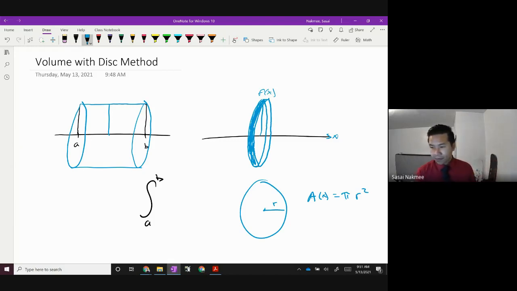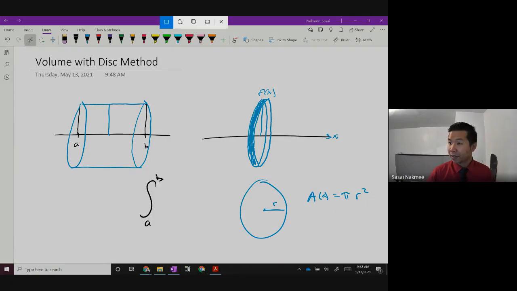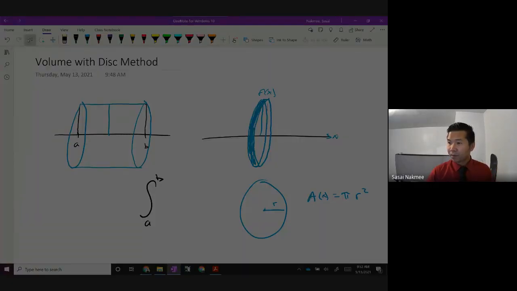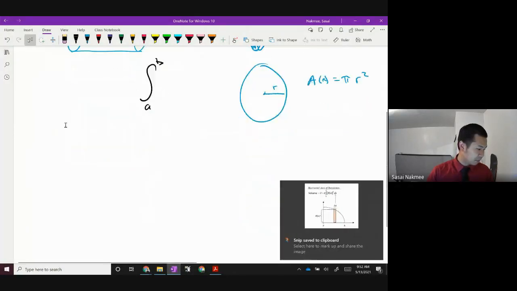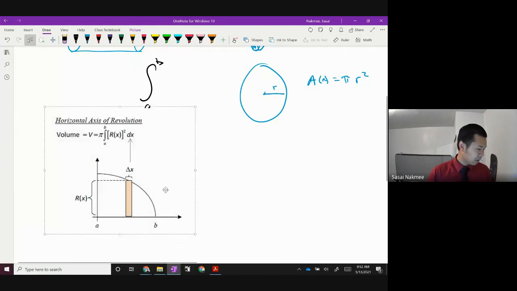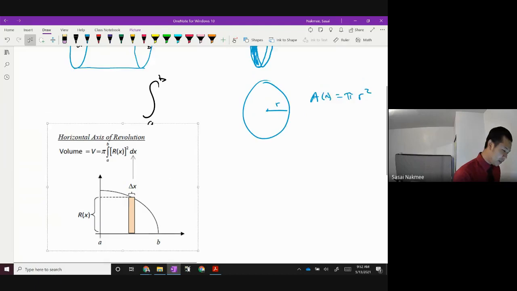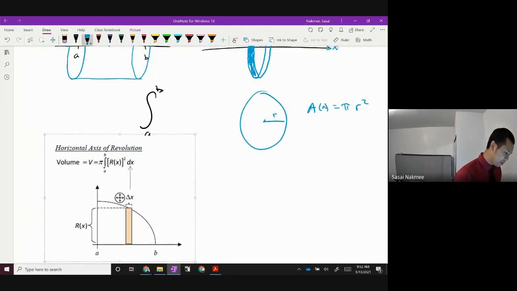Okay? So that looks like this right here. So let me show you the screenshot right here. This will be a little bit easier. R of x is the radius as a function of whatever x is, right? So if you have a curve that's going through like this, we can rotate this thing, multiply it by pi, right? So this right here, that's actually pi.